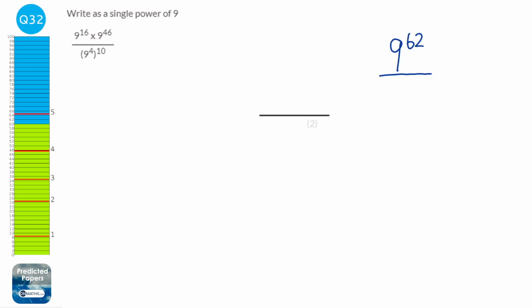And looking at the denominator, well, you've got a power inside and outside the bracket. Whenever you have that, you can just multiply them. So it'd be 9 to the power of 40.